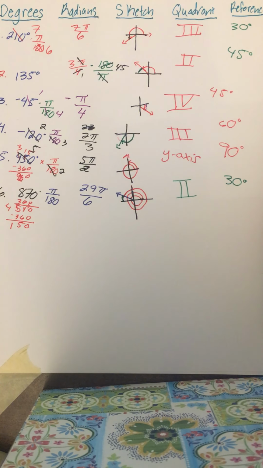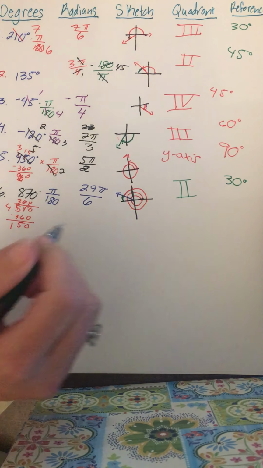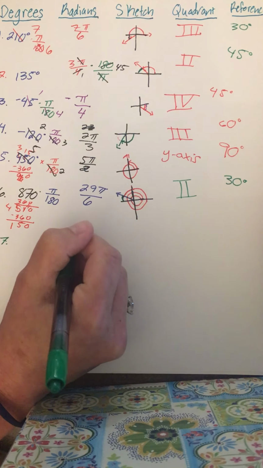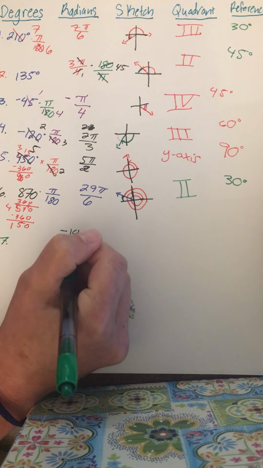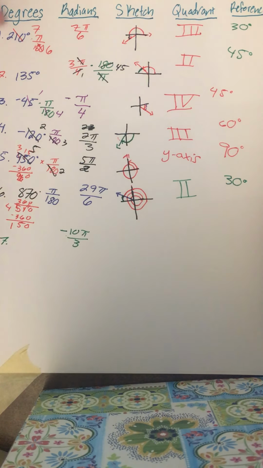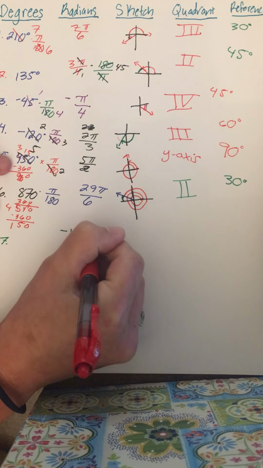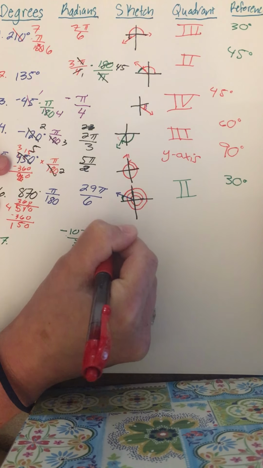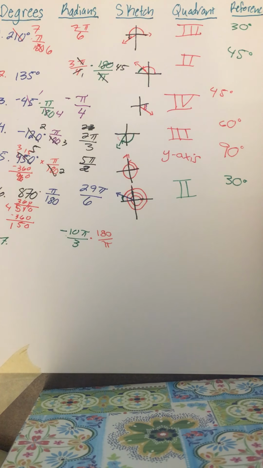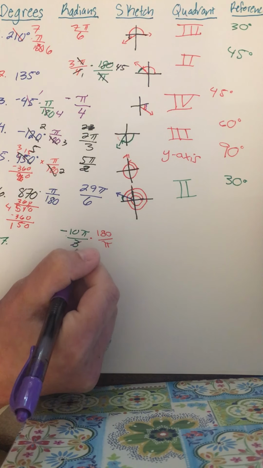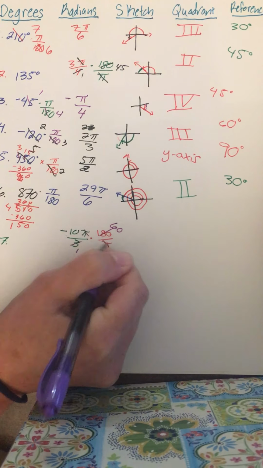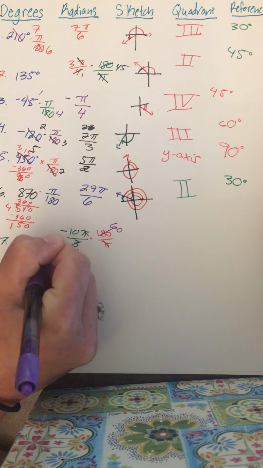Okay, let's do number 7. And let's say I gave it to you in radians, and it is negative 10 pi over 3. So remember, to go from radians to degrees, we multiply times 180 over pi. We can cross simplify, and we can divide by 3. And the pi's cancel, that gives us a negative 600 degree rotation.